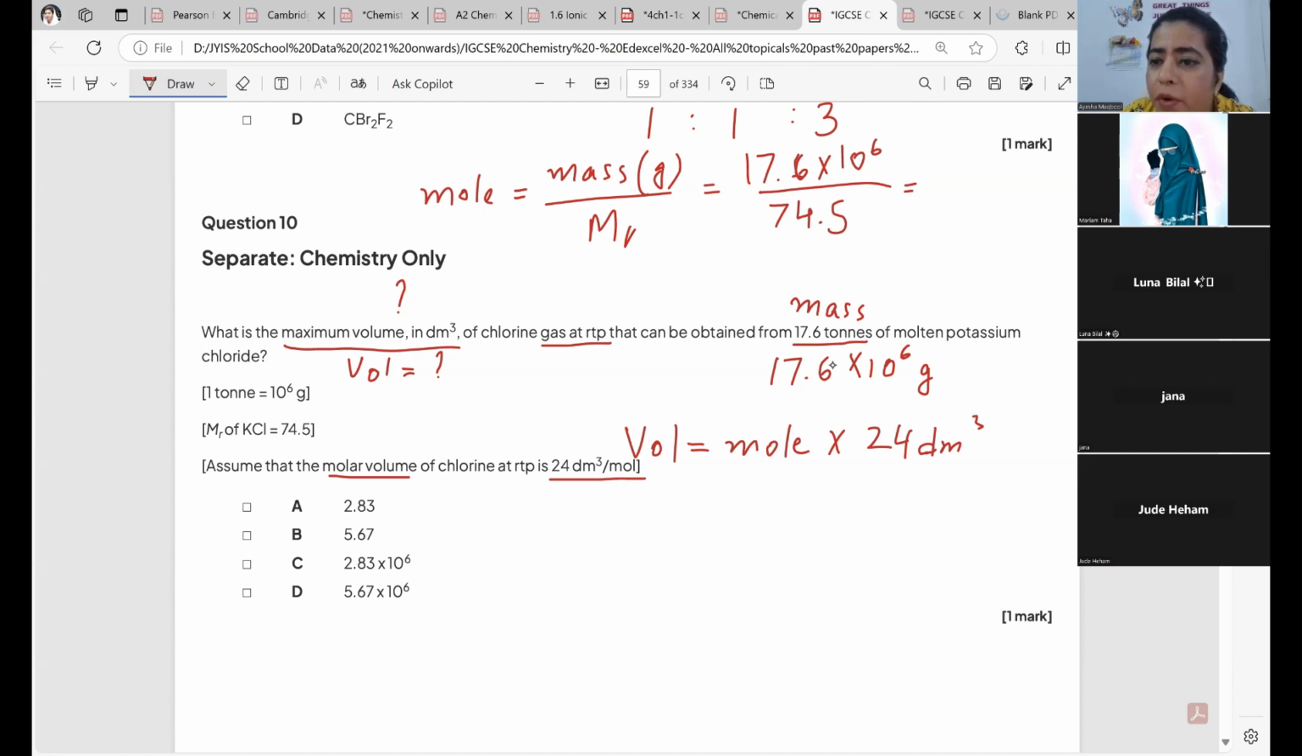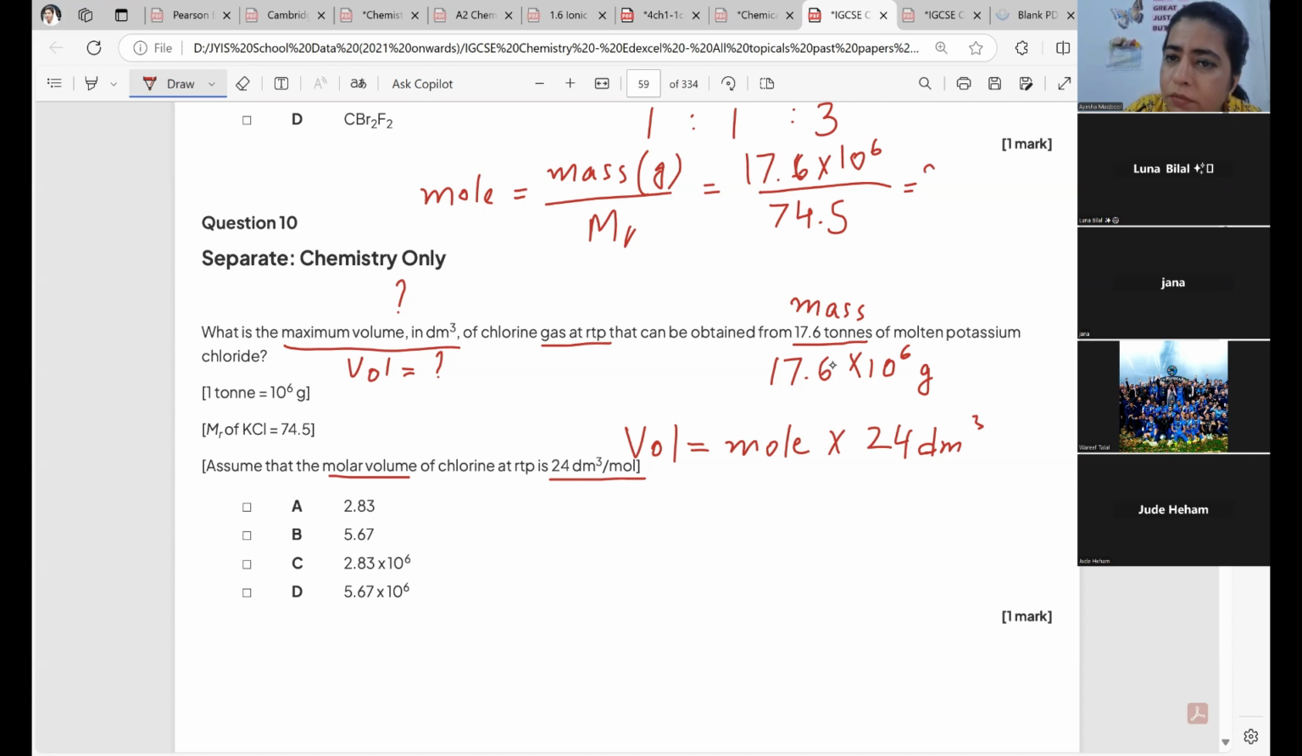17.6 times 10 to the 6 over 74.5. I got a long number, 4, 2, 2, 4, 0, 0, 0, 0. Okay, so you will just convert it into standard notation, 10 raised to power notation. So basically 422.4 multiplied by 10 to the power of 6.